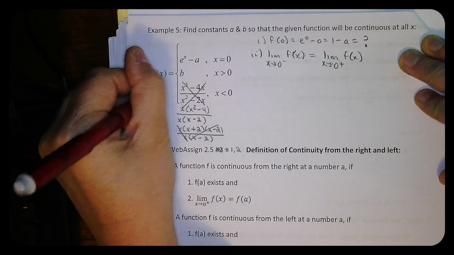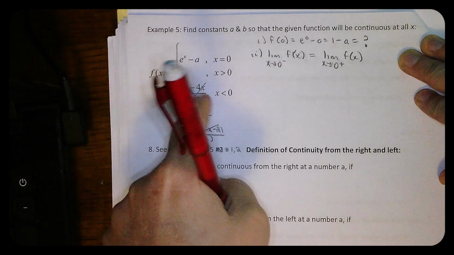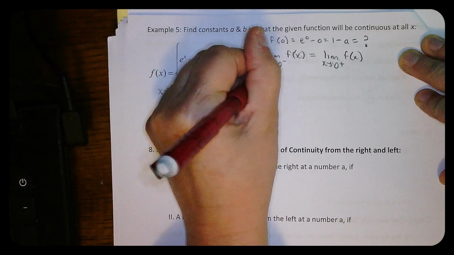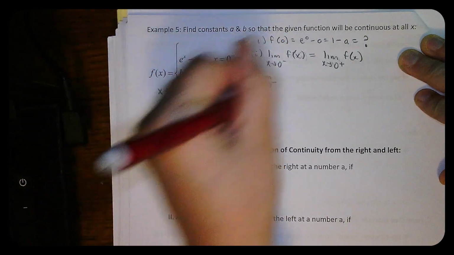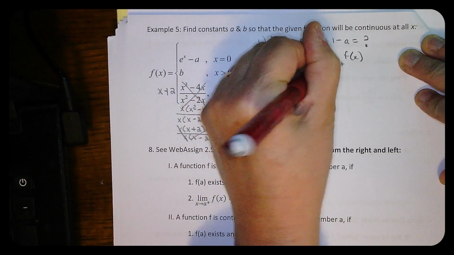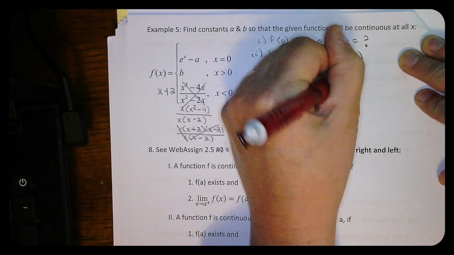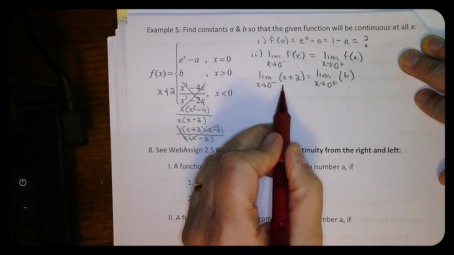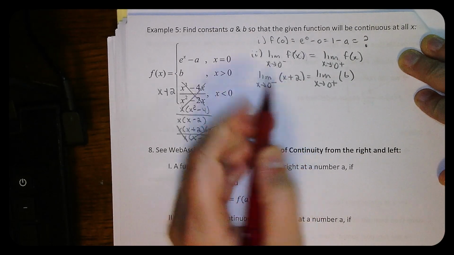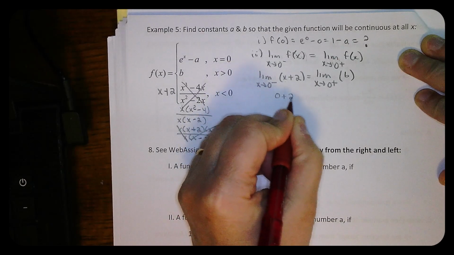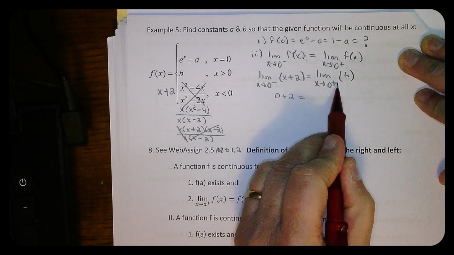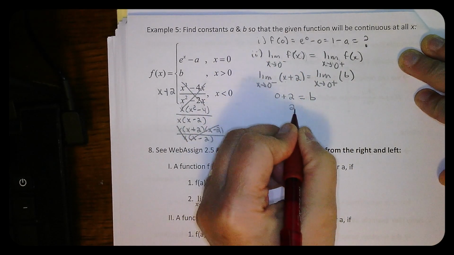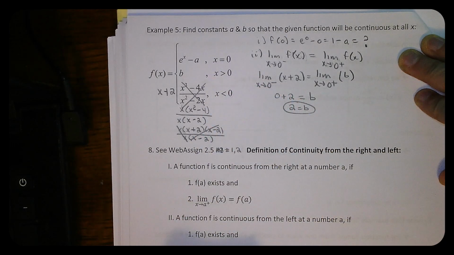This function is equivalent to x plus 2 because of the work we did here. So the limit as x approaches 0 from the left of x plus 2 has to equal the limit as x approaches 0 from the right of b. Okay, so I can use direct substitution here, and I can just put 0 in here, right? So that would be 0 plus 2, and the limit of a constant is just that constant. And so we find out that 2 is equal to b.